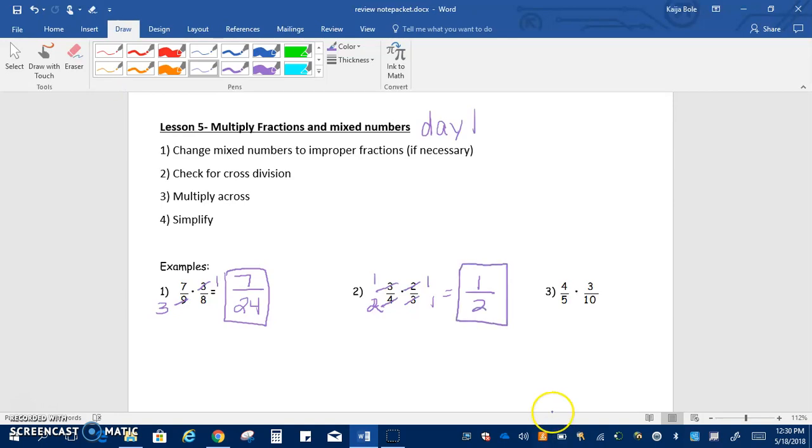Number 3, I have 4/5 times 3/10. So cross division between only my 4 and my 10. They're both even numbers, so I can divide both of them by 2. So my 4 becomes a 2, my 10 becomes a 5. And then that's the only cross division I can do. So when I go ahead and multiply across, I have 2 times 3, which is 6 on the top, over 5 times 5 on the bottom, which is 25.